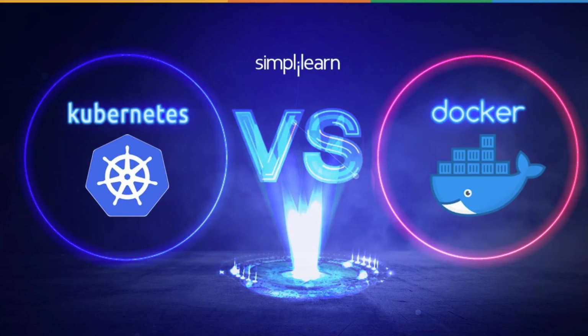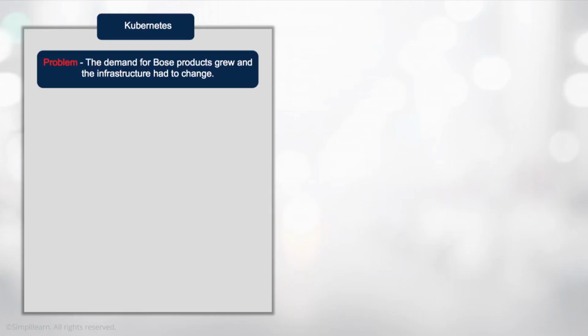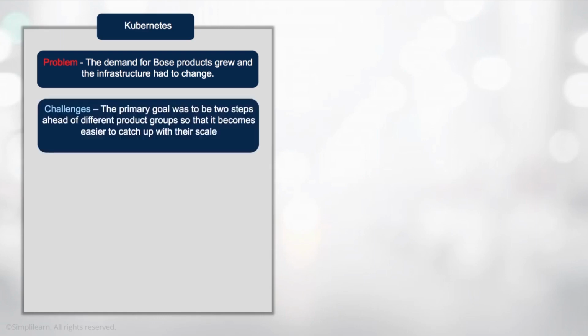Kubernetes versus Docker. So let's go through a couple of scenarios. Let's do one for Kubernetes and then one for Docker, and we can actually go through and understand what the problems specific companies have actually had and how they're able to use the two different tools to solve them. So our first one is with Bose, and Bose had a large catalog of products that kept growing, and their infrastructure had to change. So the way that they looked at that was actually establishing two primary goals, to be able to allow their product groups to be able to more easily catch up to the scale of their business.